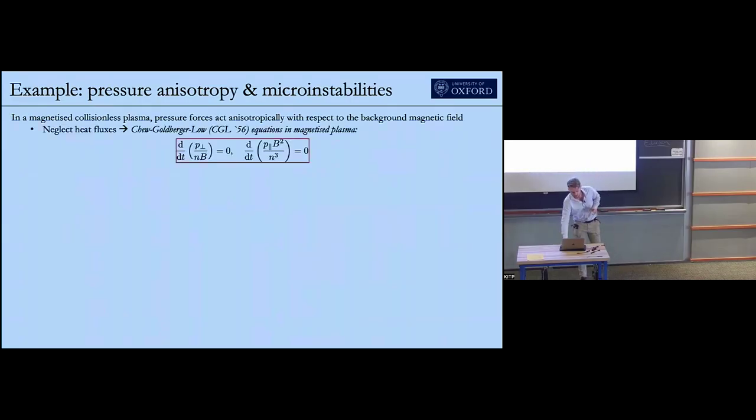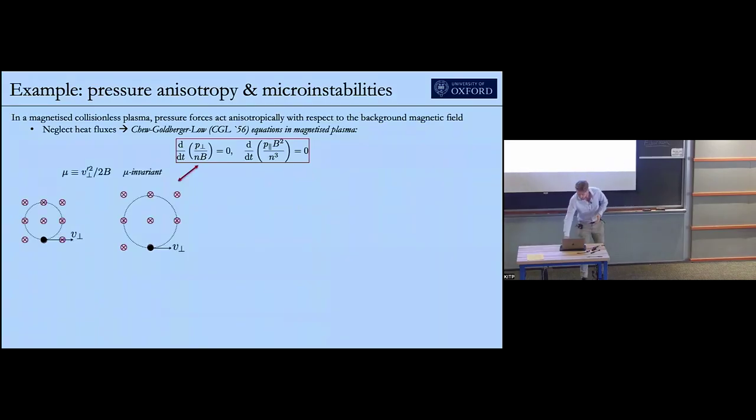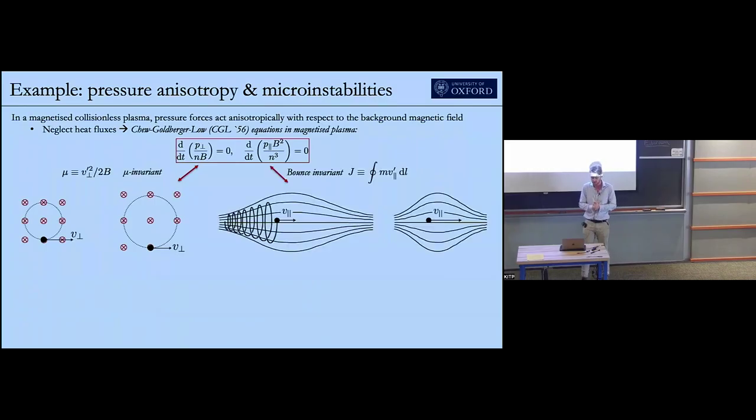So if one was to consider a model without heat fluxes, you can deduce the so-called Chew-Goldberger-Low equations that are basically conservation equations for the perpendicular and parallel pressures. These have a simple physical interpretation. The conservation of perpendicular pressure corresponds to the conservation of the first adiabatic invariant, or the mu invariance, whilst the conservation of parallel pressure is related to the conservation of the so-called bounce invariant, particles trapped in magnetic mirrors.